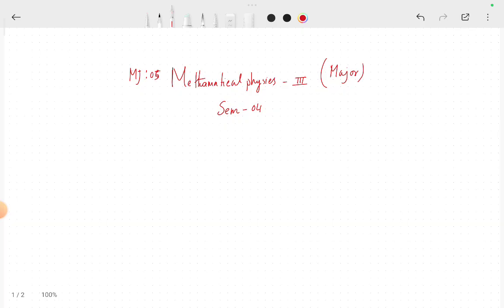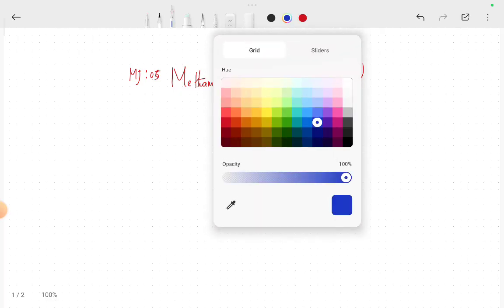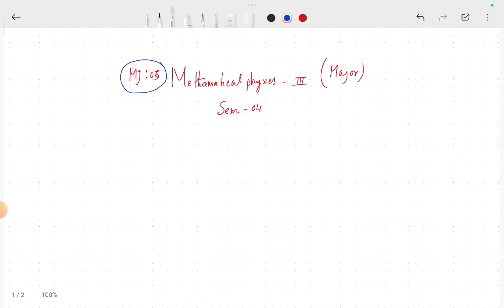Here we have to learn many important physics topics. You have two subjects. You have one major course that is called Major 5. In Major 5 we basically have two units: atomic physics and mathematical physics 3.